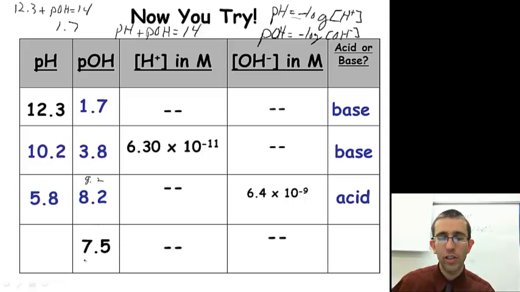Last one is pOH is 7.5. What's our pH? Subtract them here. If the pOH is 7.5, subtract from 14, and you should get 6.5. If the pH is 6.5, is this an acid or a base? Hopefully you said acid.